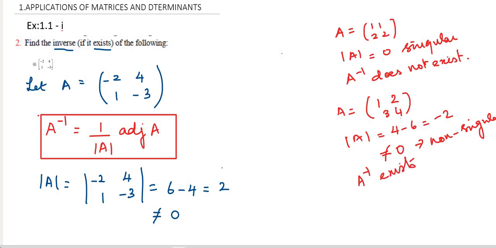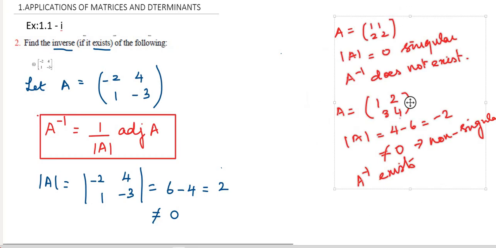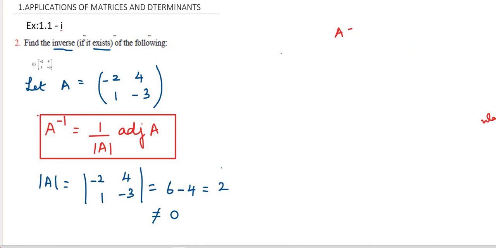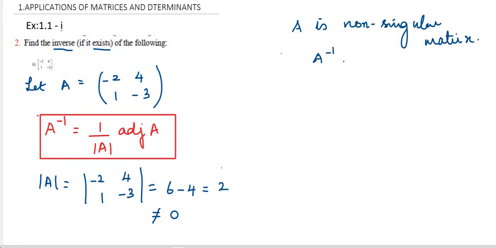So now the question is, find whether the given matrix is singular or non-singular. We have shown that the given matrix is a non-singular matrix. It is a must that we mention that A is a non-singular matrix. If it is a non-singular matrix, then we go for finding A inverse. Then A inverse exists. So if A inverse exists, A inverse is equal to 1 by determinant of A into adjoint of A, which we have written here.